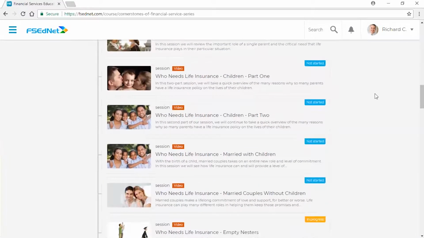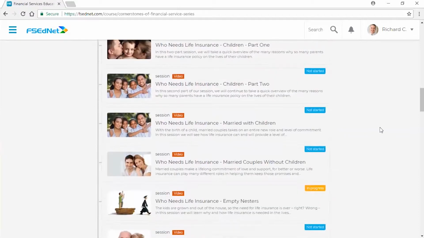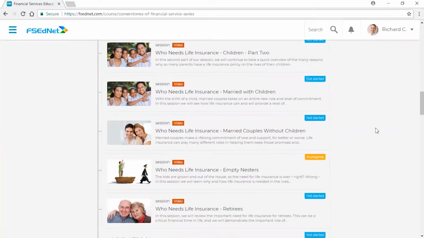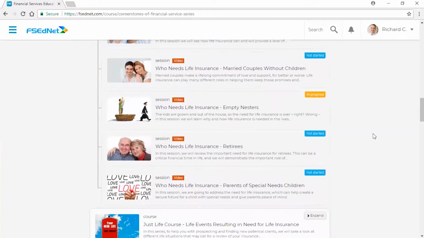And then we look at a number of other situations, including why children should have life insurance, why both married couples with and without children should as well, why empty nesters need it, as well as why retirees need to keep or get coverage. And finally, why parents of special needs children all need to own life insurance.